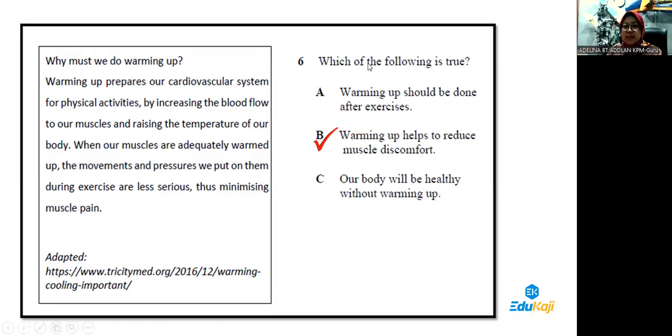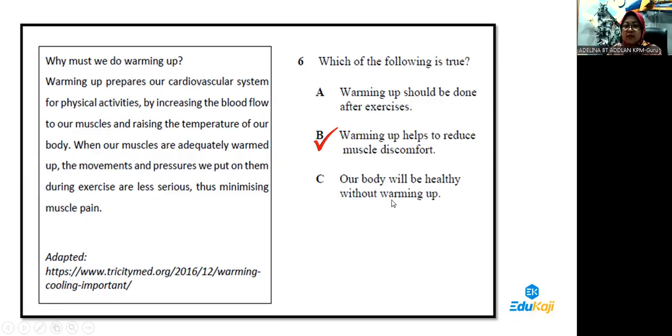So which one is true? If I were to answer A, it's wrong, because warming up should be done before exercises. That is definitely not true. B, warming up helps to reduce muscle discomfort. Does it mention anything about discomfort? Yes. Look here. When our muscles are adequately warmed up, the movement and pressures permitted to the exercise are less serious, minimizing muscle pain. So discomfort means pain.